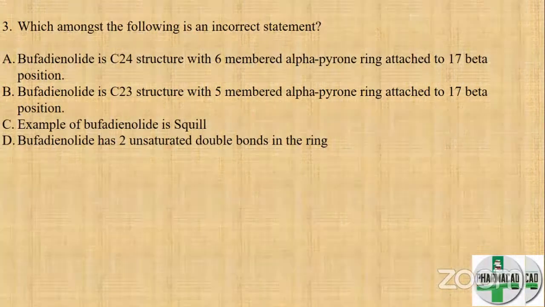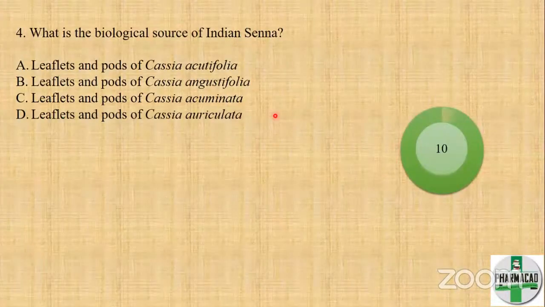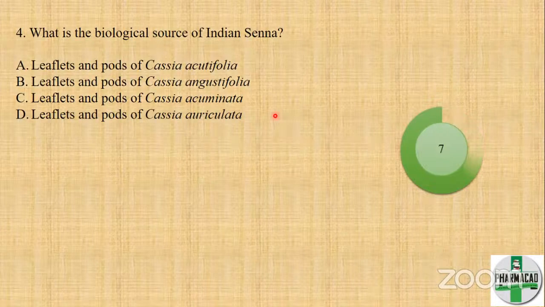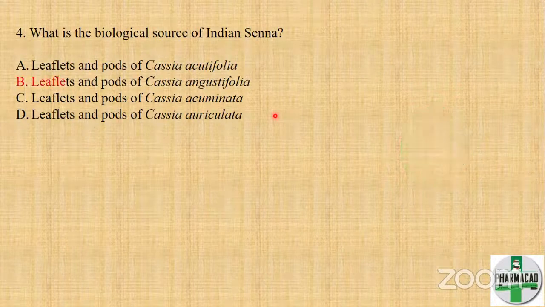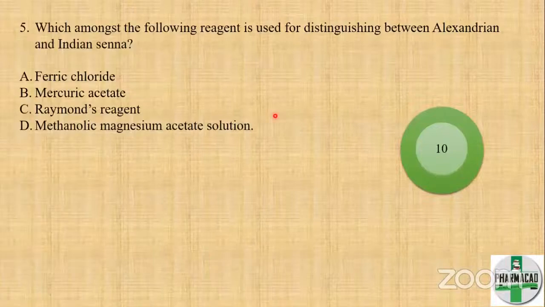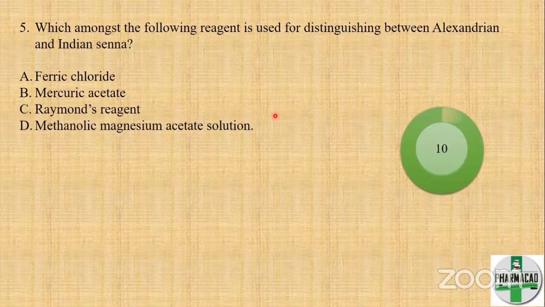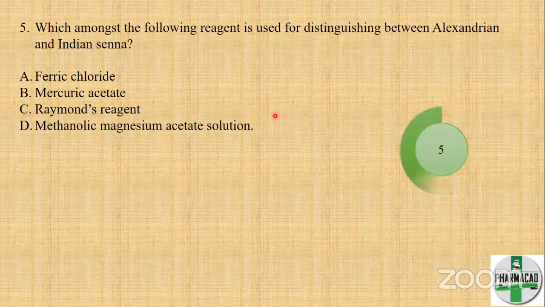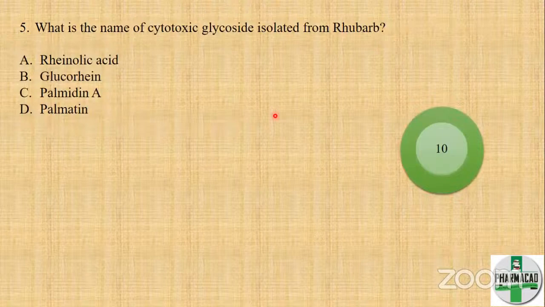Okay, what is the biological source of Indian senna? ये direct है. So I will not discuss more on this. Directly biological source पता होना चाहिए. It is leaflets and pods of Cassia angustifolia. Which amongst the following is used for distinguishing between Alexandrian and Indian senna? ये अगर किया होगा तो ही आएगा, वरना नहीं आएगा, because every test is different. So the answer for this is methanolic magnesium acetate solution.